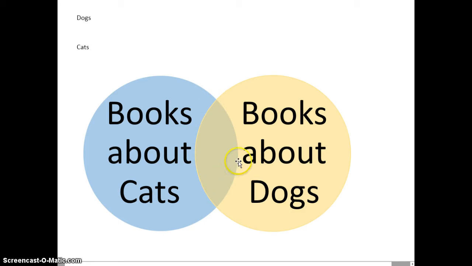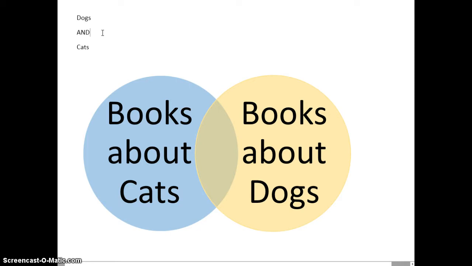The books which fall into this green overlapping area are the books that mention both cats and dogs. So based on how you connect the search term dogs and the search term cats, it's going to determine how many books you get out of the blue circle only, the yellow circle only, or the overlapping area.